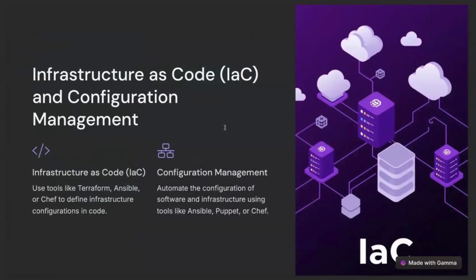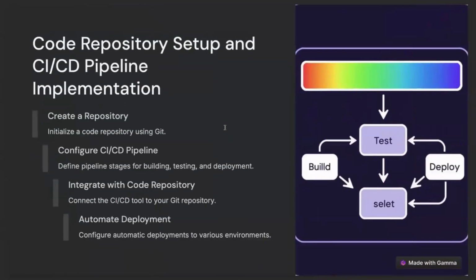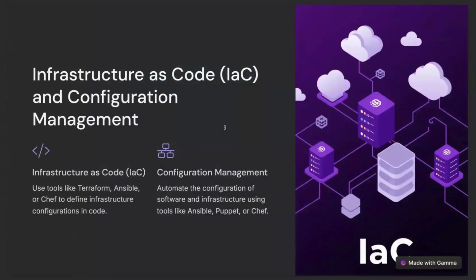So infrastructure as code and configuration management, that's the next part. As you can see, there are two major parts you need to get accustomed with when it comes to DevOps: the code repository setup and CI/CD pipeline implementation, and then infrastructure as code and configuration management, which I've given you an example of. There are tools like Terraform, Ansible, Chef, and many of them. Ansible is one of the leading configuration management tools out there too.